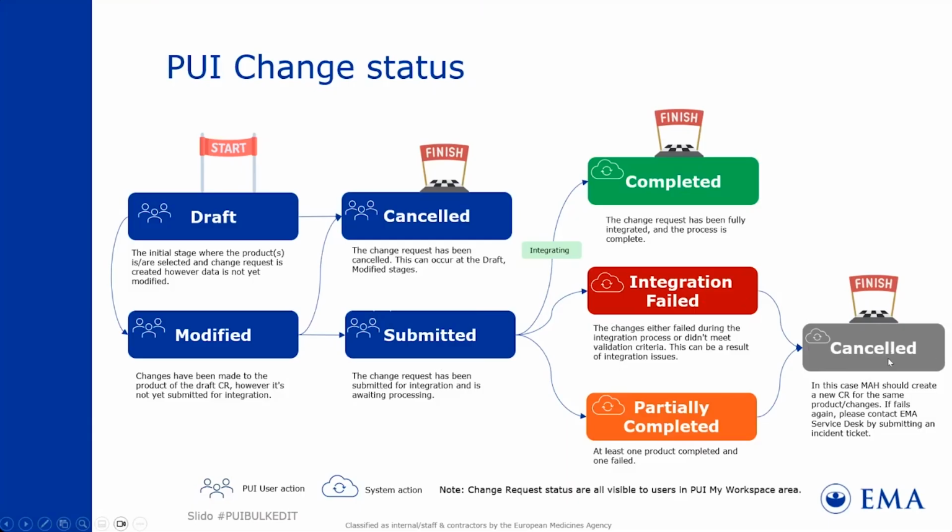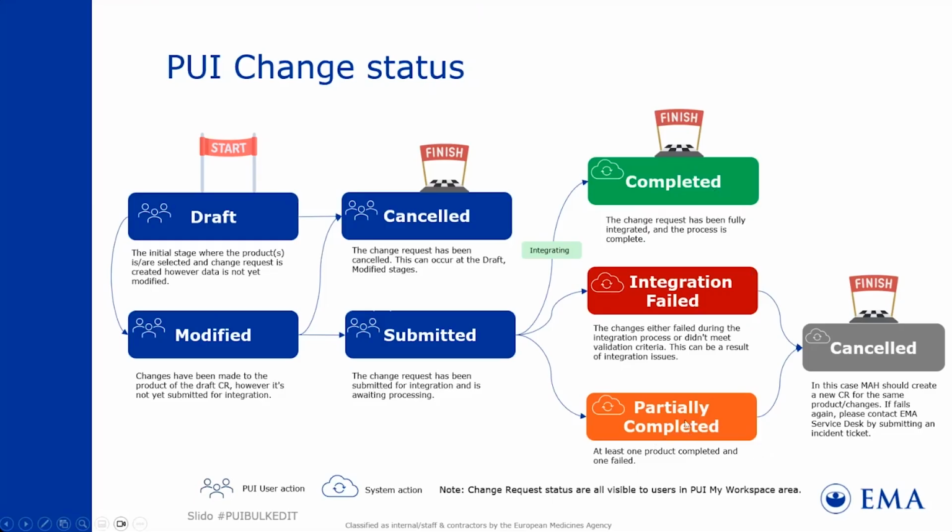If it moves to cancel, it means that you are deactivating this change that you wanted to propose for submission, and then you can start from scratch. Partially completed is a kind of medium status in between integration failed and completed. It says: dear user, you have submitted successfully changes for one product, but for the other two products, it didn't pass. It wasn't integrated, it wasn't processed. The system will tell you which, what, and why.